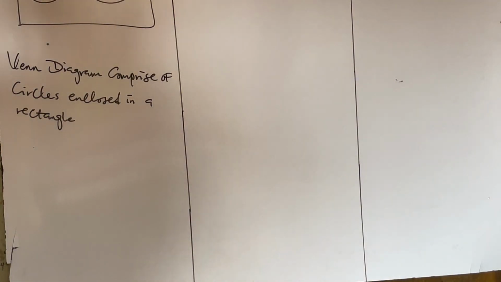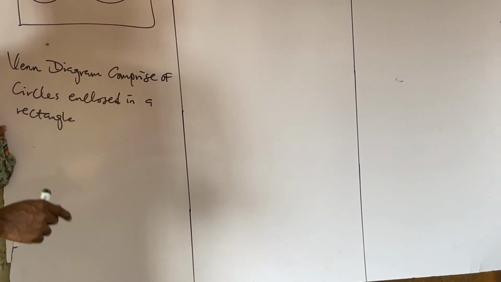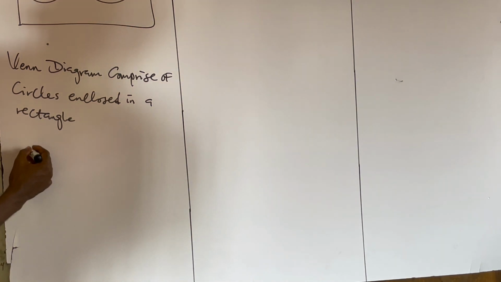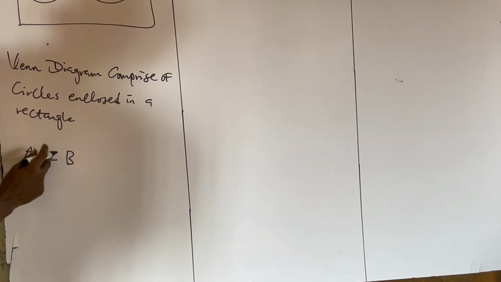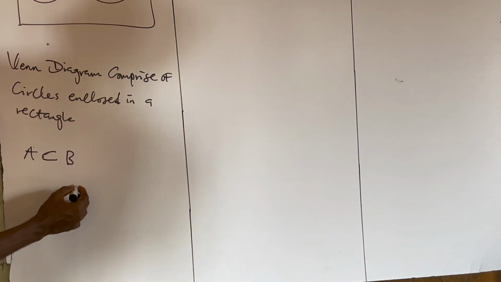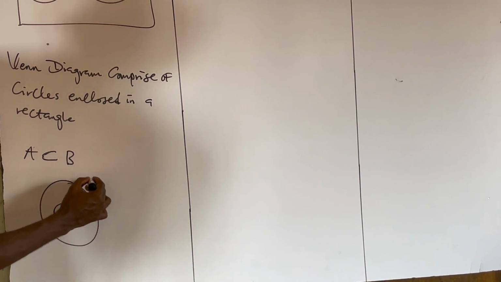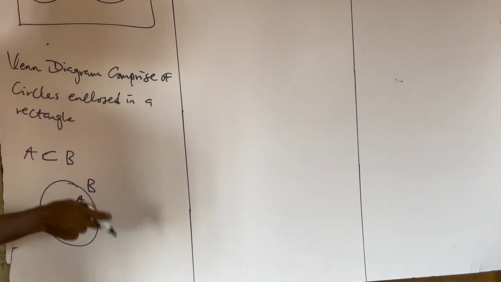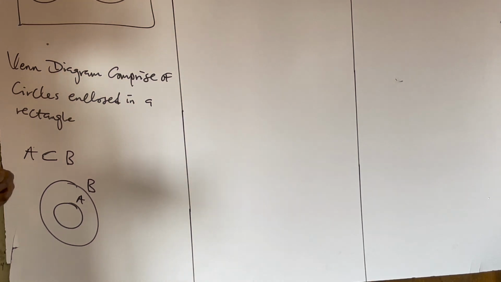We want to say that A is contained in B. That is, A is a subset of B. We're going to draw a circle like this and then put a small circle inside. Here is A and here is B. This is to show that A is contained in B. Did you get now? Good.